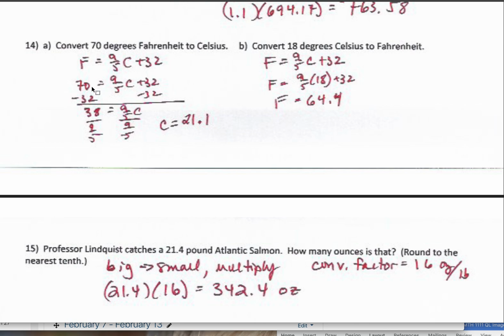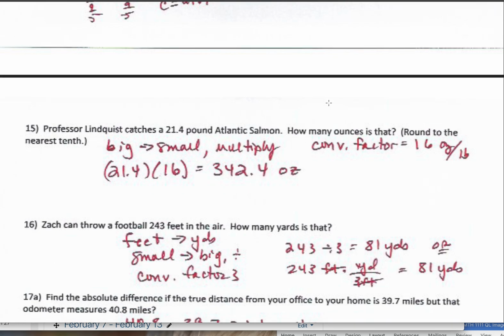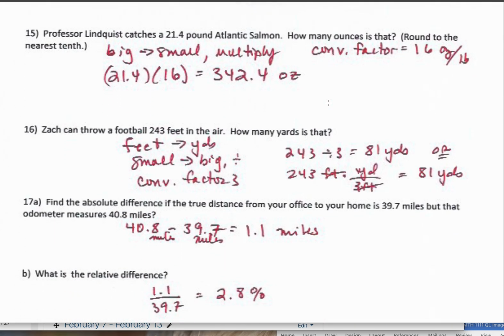So 70 degrees Fahrenheit to Celsius. So you put a 70 in for the F for Fahrenheit. Substituting there, 9/5 C plus 32, and just solve. Subtract 32, gives me 38. 9/5 C is 38, divide by 9/5, or 1.8, because that's what 9/5 equals. And you get 21.1, rounding to the nearest tenth. Again, it'll be obvious on your choices which one you're going to choose. Next one, F is 9/5 C plus 32, and now the Celsius is 18. So I just put in the 18 for the Celsius, and I do 9/5 times 18 plus 32, and I get 64.4.